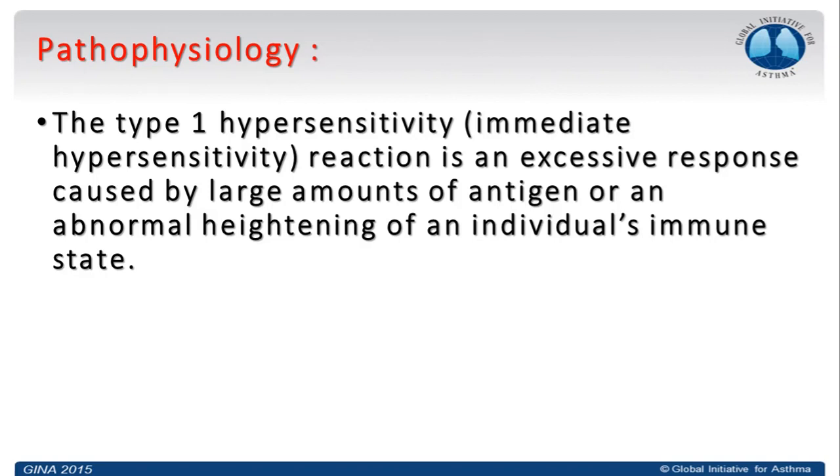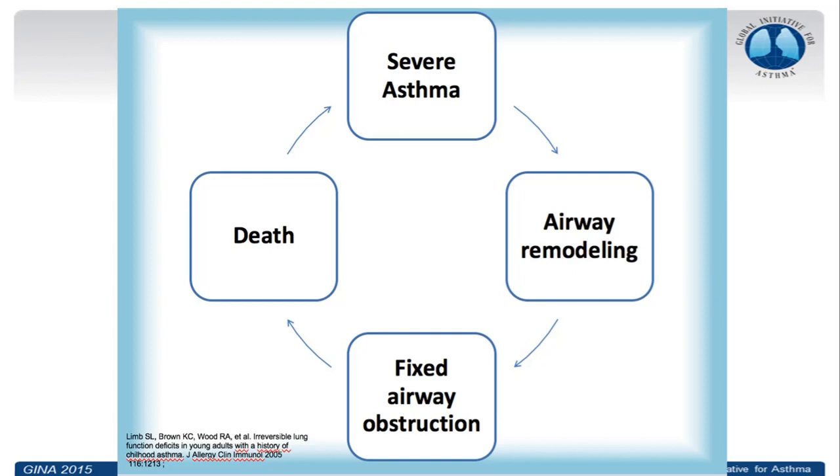Excessive response caused by a large amount of antigen or abnormal heightening of an individual's immune state. Severe asthma results in airway remodeling, fixed airway obstruction and death. This is the cycle of death in asthma.